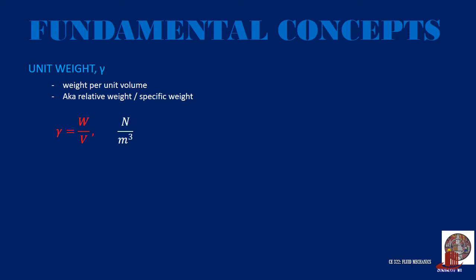The counterpart of density is unit weight, which is defined as weight per unit volume. Unit weight is also called relative weight or specific weight, and in equation we can say gamma is equal to the weight all over volume. Again, as a standard, unit weight for water in SI is taken as 9,810 newtons per cubic meter or 9.81 kilonewtons per cubic meter, and in English we follow 62.4 pounds per cubic foot.